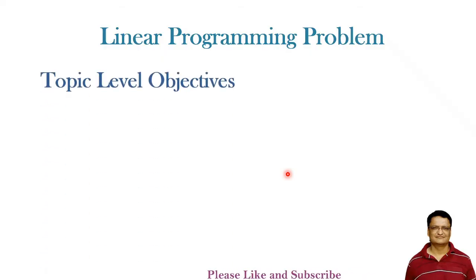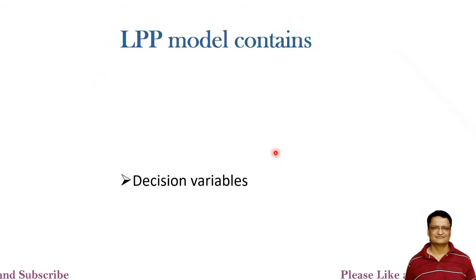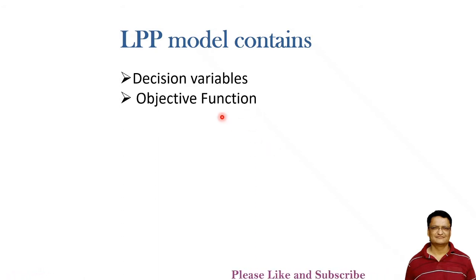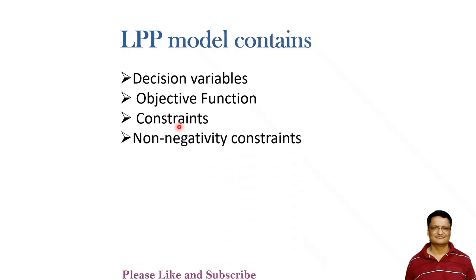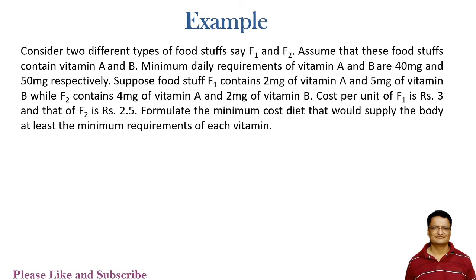At the end of this video, you should be able to formulate the linear programming model from the verbal description of a problem for minimization type of a problem. So usually an LPP model contains decision variables, objective function, constraints and non-negativity constraint. So let us see all these terms with the help of one example.